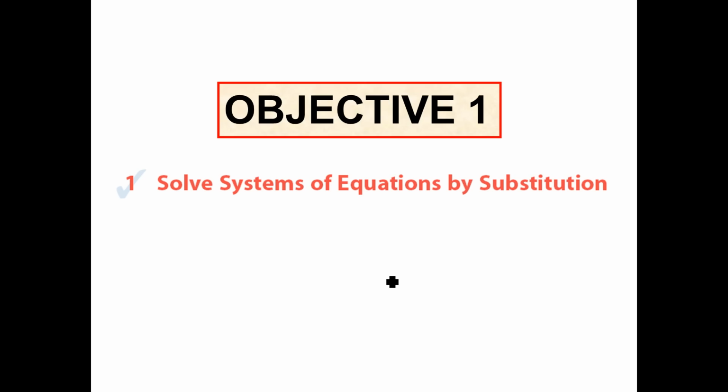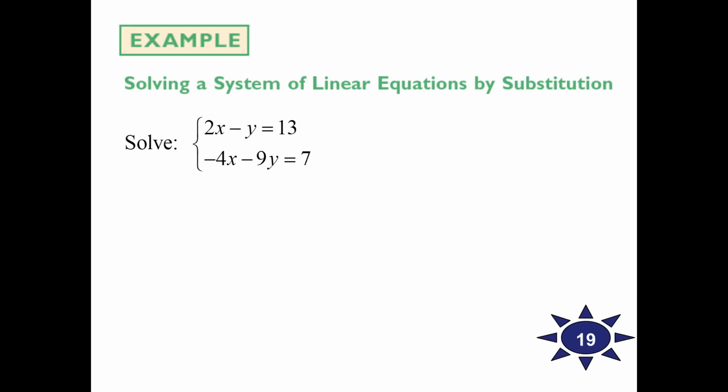Alright, so now that we know how to do it graphically, let's try substitution to see if we can get this without using a graph. Alright, so substitution, what we're going to do is get one variable by itself, y equals 2x minus 13. And then we're going to take that y and plug it in wherever we see y in the other equation.